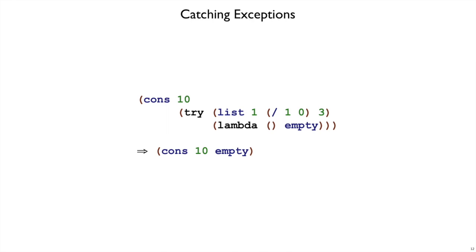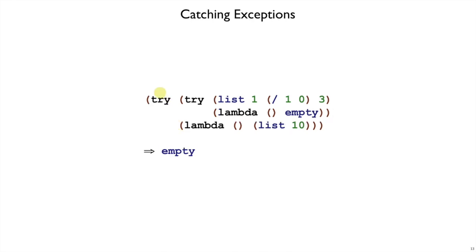Finally, try expressions themselves can be nested. For example, if we have try immediately in a try, then when the expression 1 divided by 0 raises an exception here, it proceeds to the nearest enclosing try and uses its exception handler. So that's why the result in this case is empty and not list of 10.